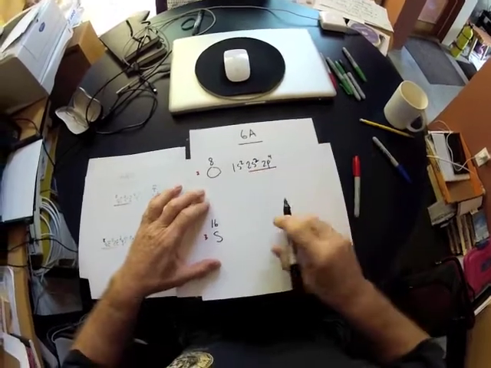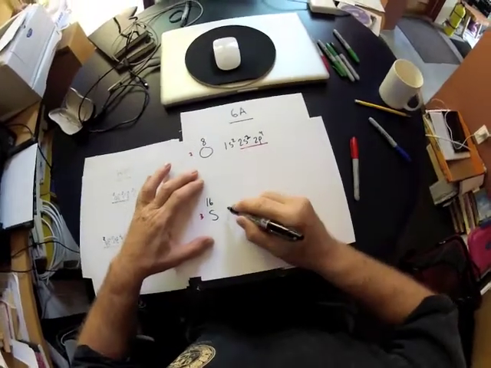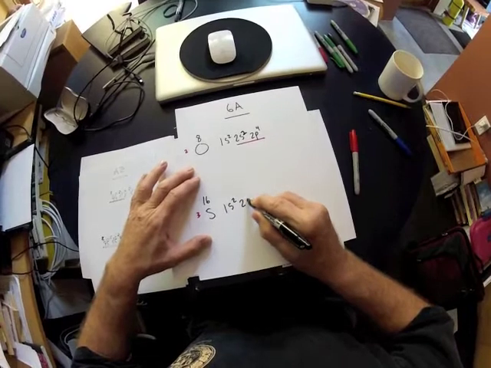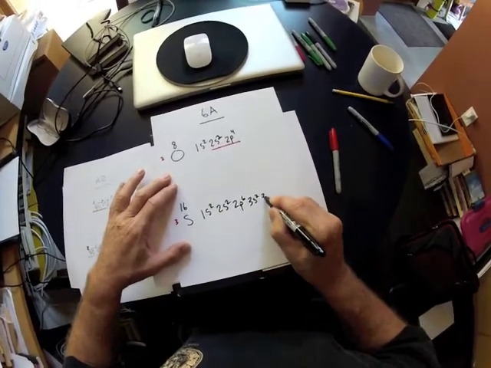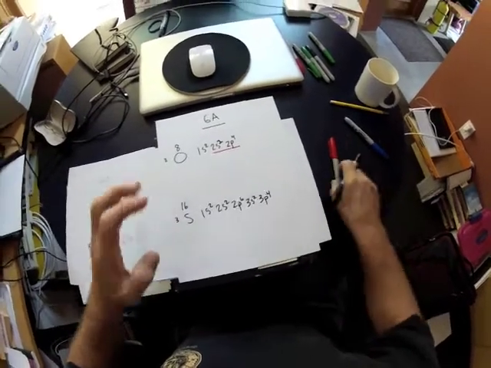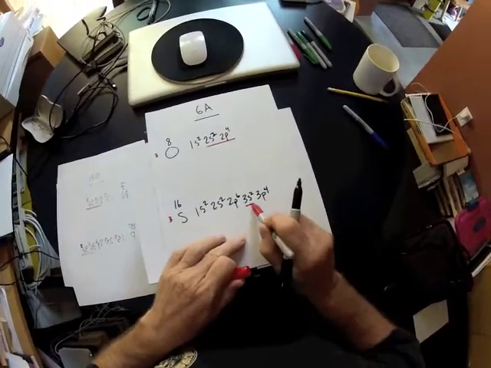All right, now for sulfur, we have 16 electrons, so it's 1s2, 2s2, 2p6, 3s2, 3p4. And the outer shell for sulfur is right here.